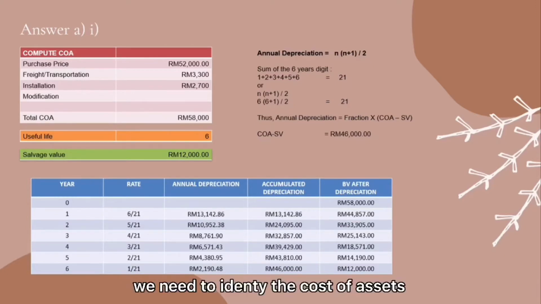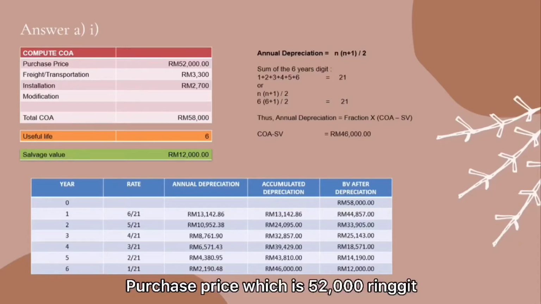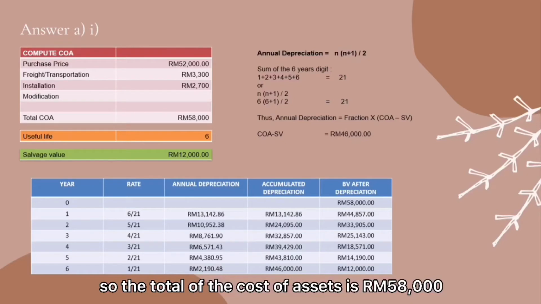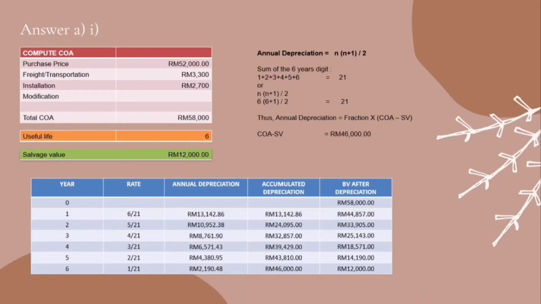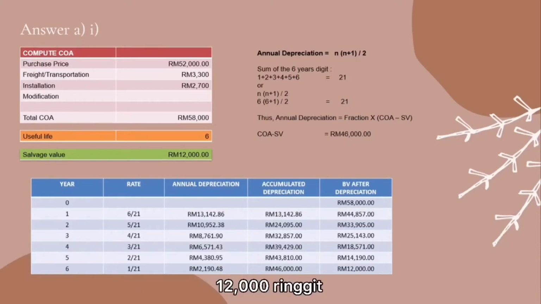First, we need to identify the cost of asset. The cost of asset has purchase price, which is 52,000 ringgit, freight or transportation 3,300 ringgit, and installation 2,700 ringgit. So the total cost of asset is 58,000 ringgit. The useful life is 6 years and the salvage value is 12,000 ringgit.